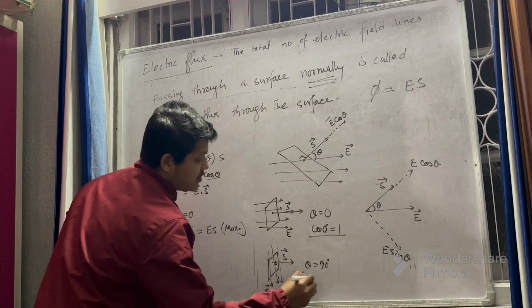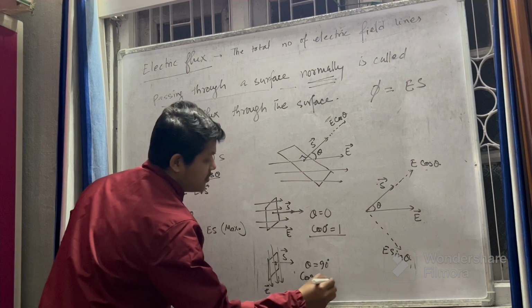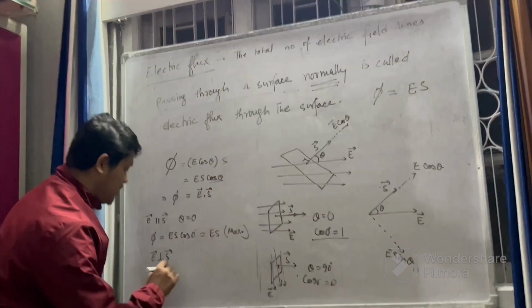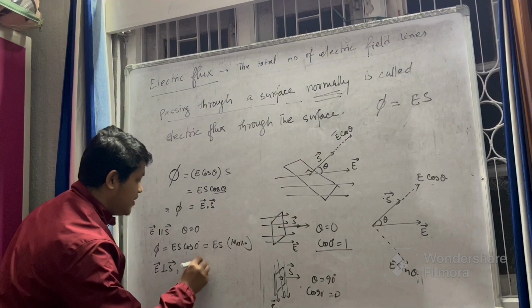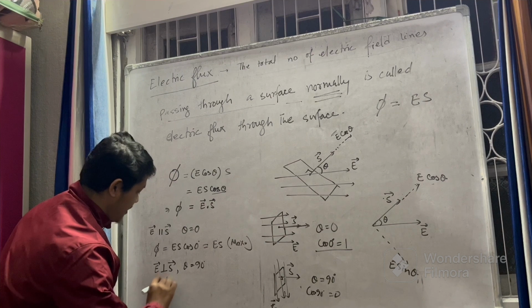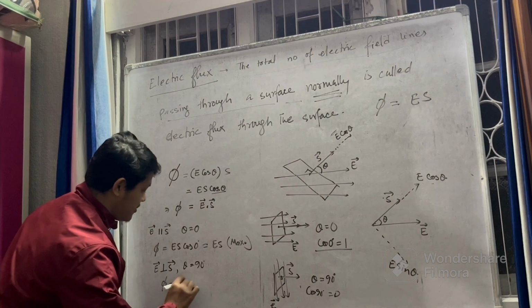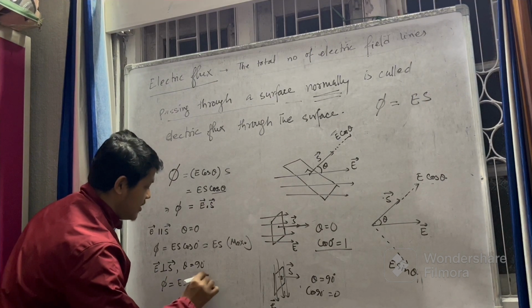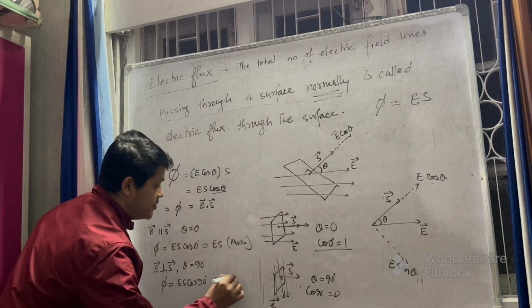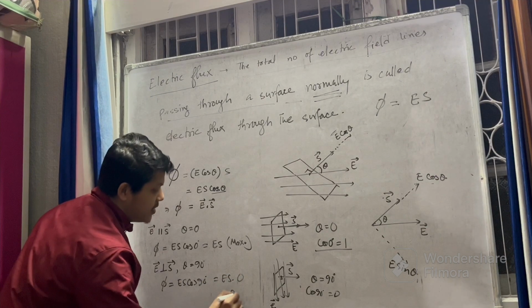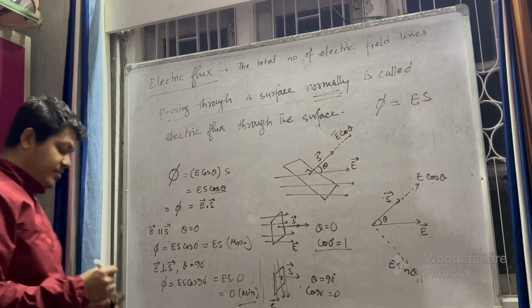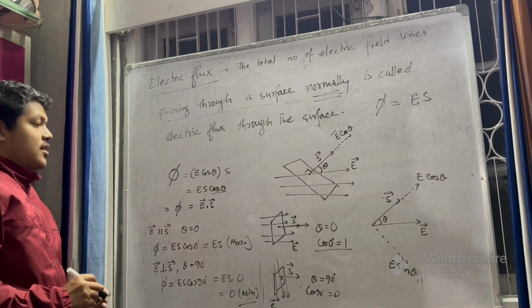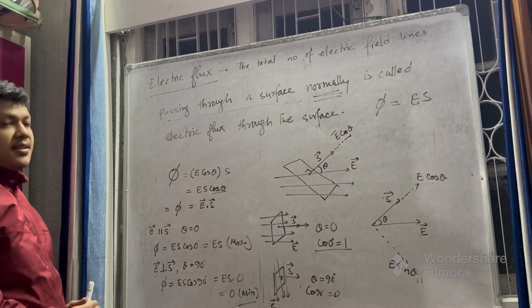So cos 90 we know is 0, right? Then in this case, theta is equal to 90, so phi will be E S cos 90 degree, that is equal to E S into 0, that is equal to 0. That is minimum. So this is minimum flux. So hope you have understood this.